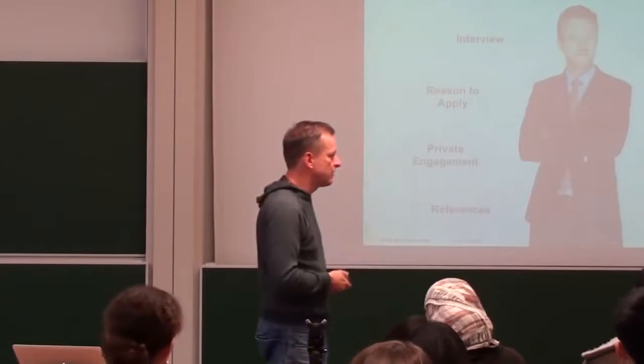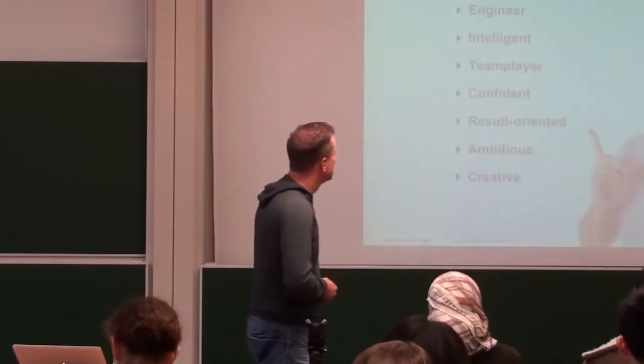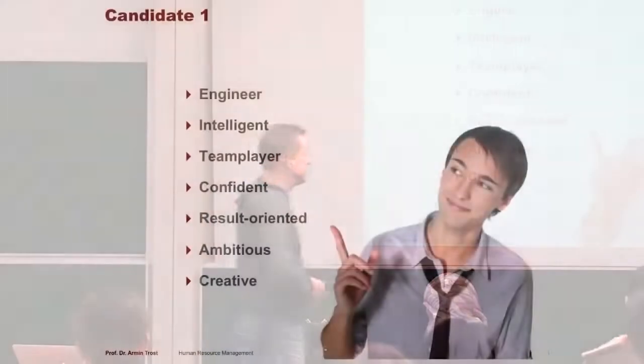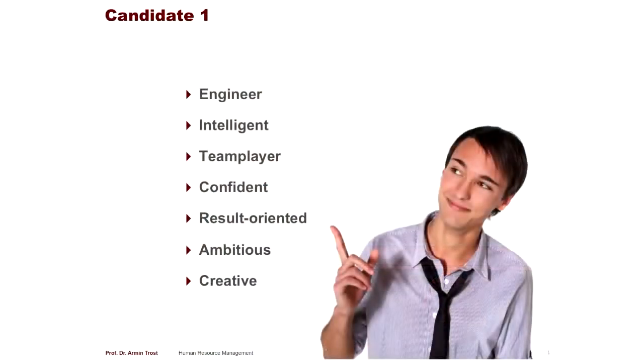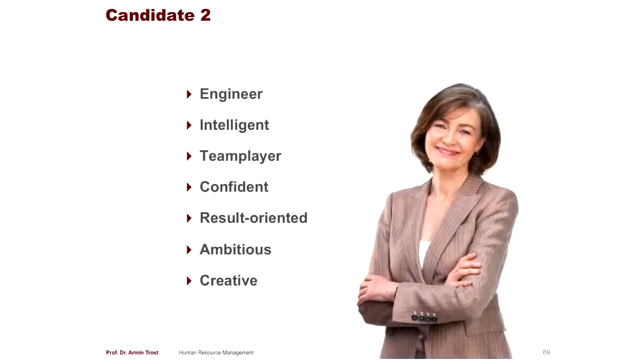Here are two candidates. Candidate number 1: he's an engineer. He's intelligent. He's a team player. He's confident, result-oriented, ambitious, and creative. Great. This is candidate number 2: she's an engineer. She's intelligent. She's a team player, confident, result-oriented, ambitious, creative. Whom should we take?